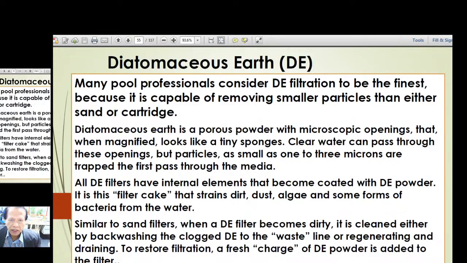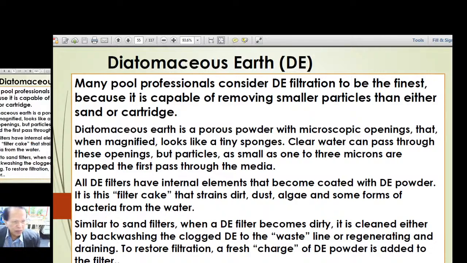Okay, and the third one, diatomaceous earth or DE. Many pool professionals consider DE filtration to be the finest because it is capable of removing smaller particles than either sand or cartridge. Diatomaceous earth is a porous powder with microscopic openings that, when magnified, looks like tiny sponges. Clear water can pass through these openings, but particles as small as 1 to 3 microns are trapped in the first pass through the media.